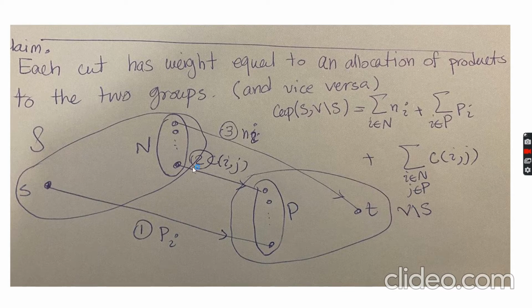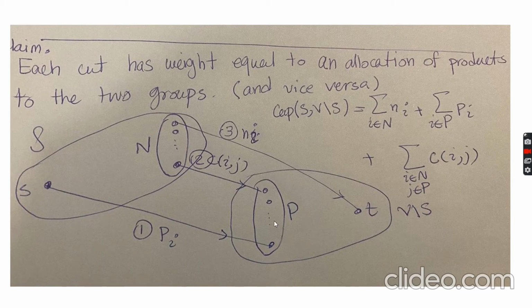Okay, so assume that this is the way I buy things. For a second, just forget about the graph. What will happen? I will have to pay the price of these. So I will have sigma of Ni for i in N, right? And I will have to pay the price of these products in P. So it will be sigma of i in P, Pi.